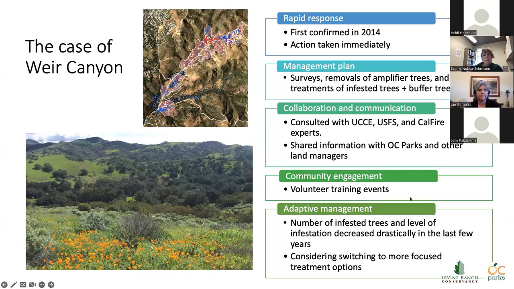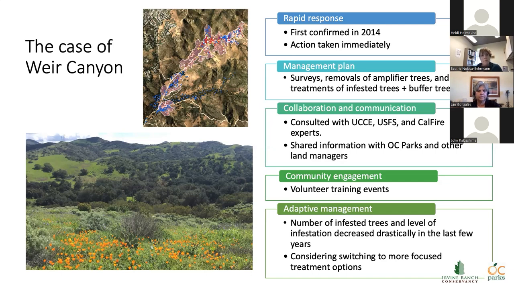And just to close up, I want to share the case of Weir Canyon, which is here in Orange County. It's a success story, so I always like to finish with that. It's an area that had a very rapid response. The action was taken immediately after 2014 when the GSOP infestation was confirmed. They came up with a management plan with surveys, removals, and treatment of infested trees. They started collaborating and communicating with the other land managers and with the UCCE, US Forest Service. They engaged the community with volunteer training events.